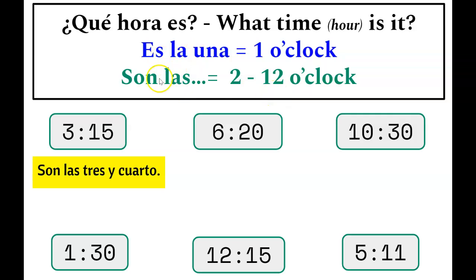6:20. Is it es la or son las? Son las. Son las, say 6. Seis. What's the next word? Y. And now I need the word for 20. 20. Son las 6:20.